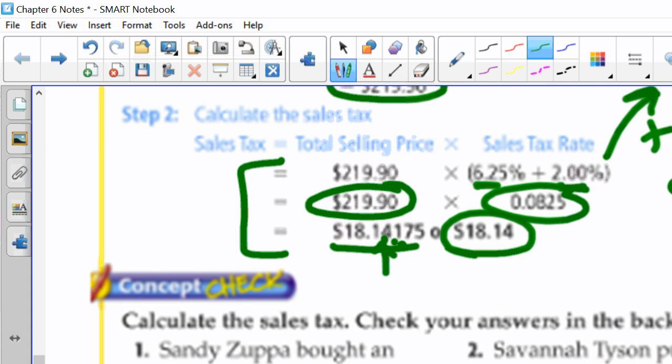All right, the next question is Savannah. She bought a vacation, lucky girl. Her tax rate for the state of Florida was 6%, and for the city tax is 1.25%. When you put these numbers in your calculator, do not do the percent, because we're just adding them together.